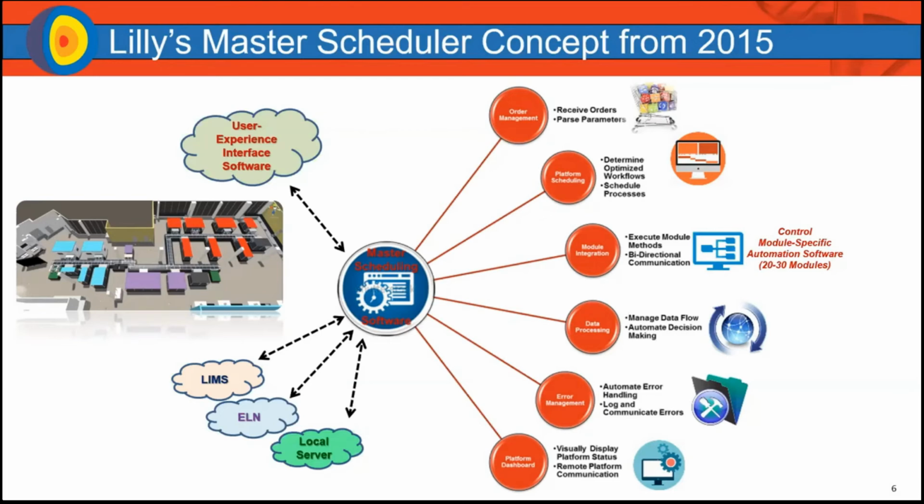Another key part of that was being able to do error management and automate error handling, log and communicate those errors. But on a cross workstation system, if there's one thing that we know happens, there will be errors, and so we needed a scheduling software that had the ability to effectively handle those errors so that work could still continue to get done even if humans weren't around.